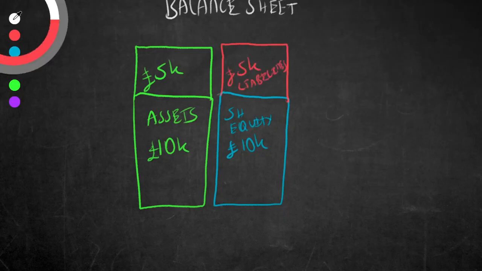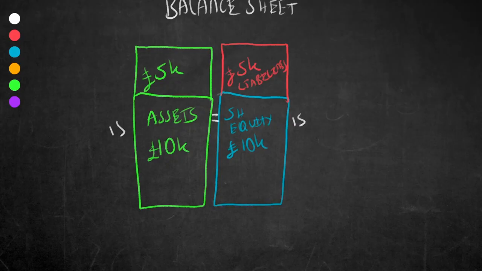So as you can see, both sides of this equation now balance. 5 and 10 is 15. 5 and 10 is 15. So you've got 15k on both sides. This is balance.